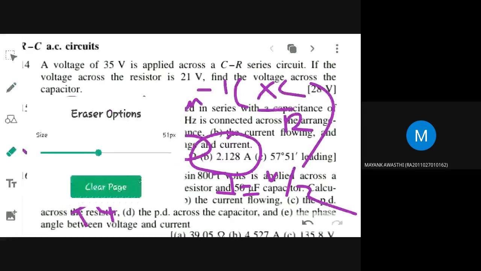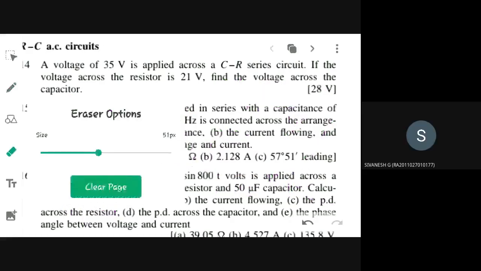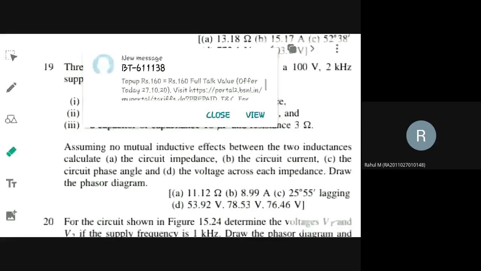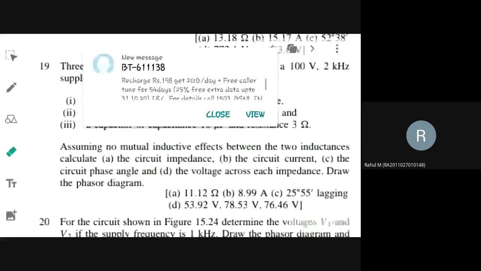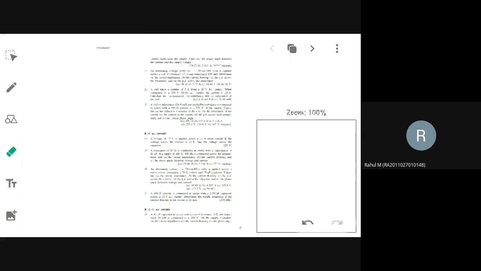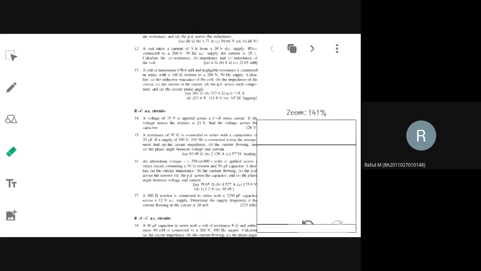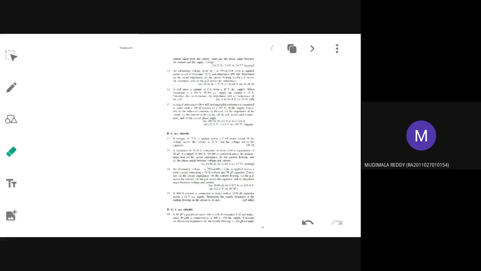Okay, shall we close the class today, or do you want to solve one more problem? Series RLC. Resonance and all will not come. Okay, this will close the class.